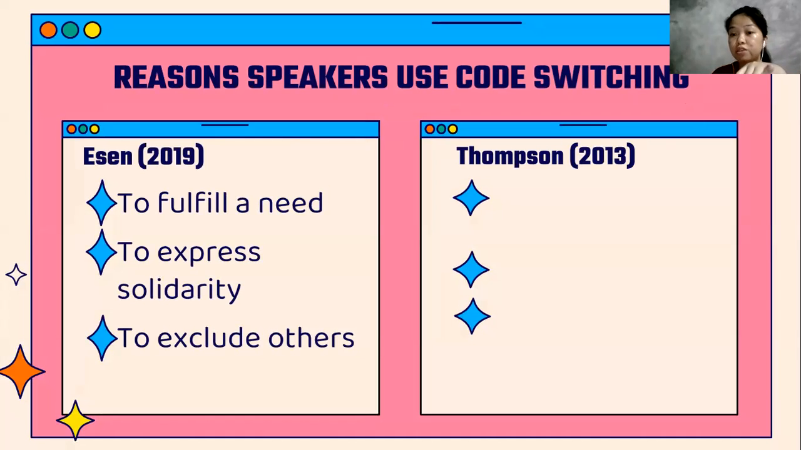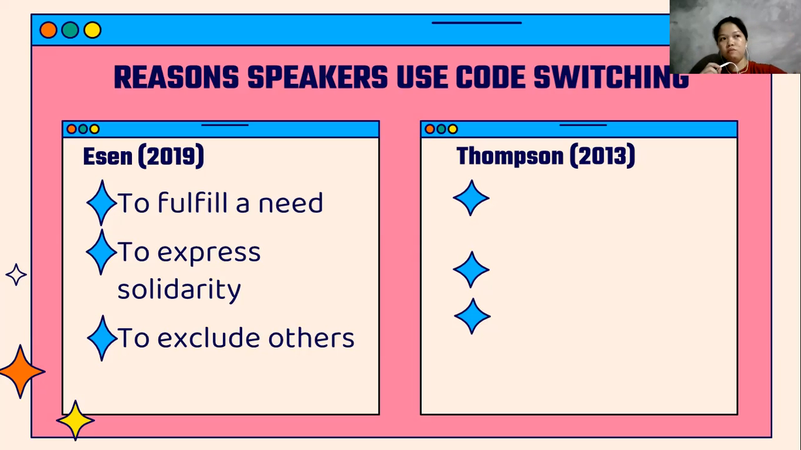To fulfill a need, that's very general, but it means that in order for you to express yourself, in order for you to get what you want or to do what you want, in order for you to fill a need that you wanted to do, then you can code switch. Then next is to express solidarity. If you want to fit in, I will give you an example later in Thompson's situation.